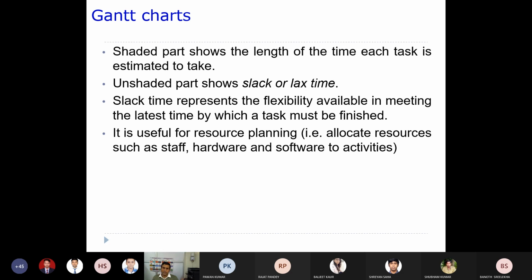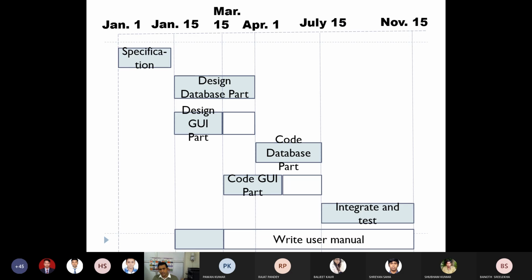Now we will see the same thing through the next slide. You can see here, as I told you, on the y-axis, the vertical axis, you have the tasks, and those tasks are represented with some portion shaded and some portion unshaded. Look at the design GUI part: you have a shaded part as well as an unshaded part. When you code the GUI part, you have an unshaded part also. When you write your user manual, there you have a shaded and an unshaded part also. The unshaded part, as I told you, is the slack time.